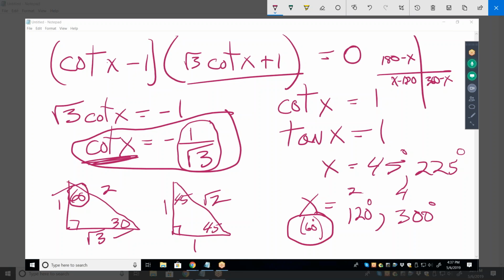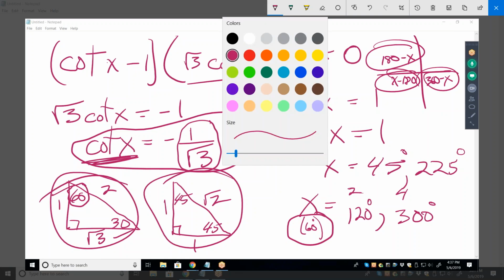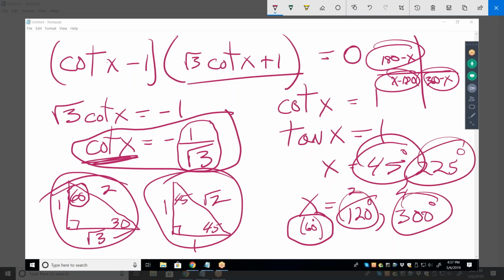You do have to memorize those. That's what you should memorize. That way, the only thing you really have to memorize are these two triangles right there. Because that allows you to figure out all of the first quadrant angles, and these three formulas allow you to figure out all of the second, third, and fourth quadrant angles. Okay? So we have four answers here, and all of them are valid. It can be 45 degrees, 225, 120, or 300. Every one of them makes that original equation true.